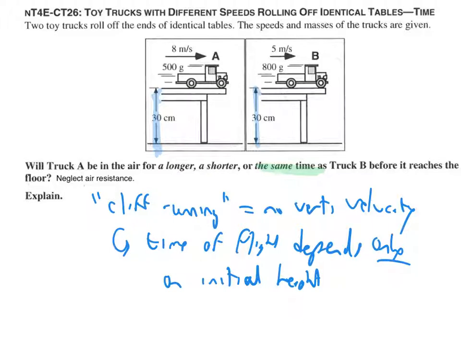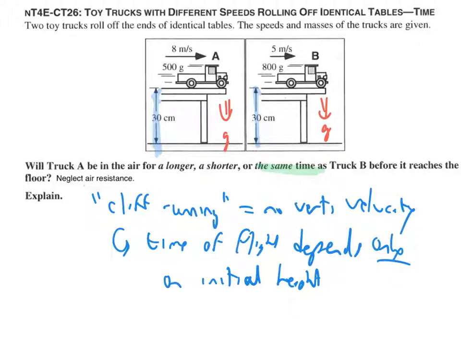In essence, the idea is that gravity pulls down on both of these trucks at exactly the same strength, and therefore they pick up exactly the same amount of speed per time interval, so they travel the same distance per time interval vertically, so that they hit the ground at the same time.